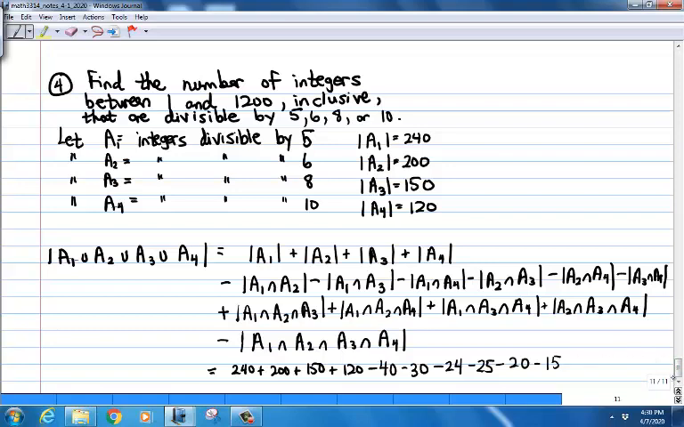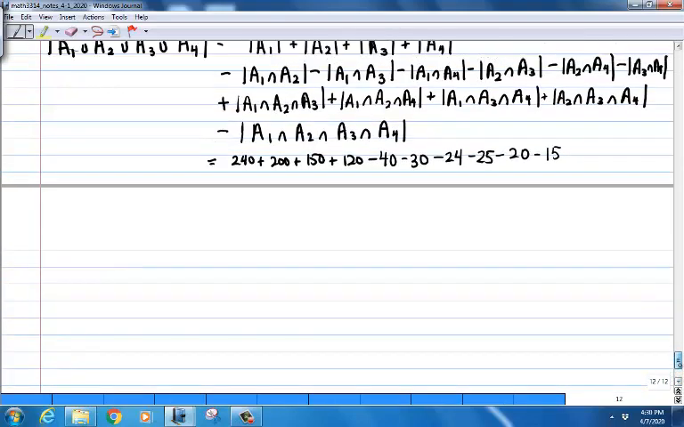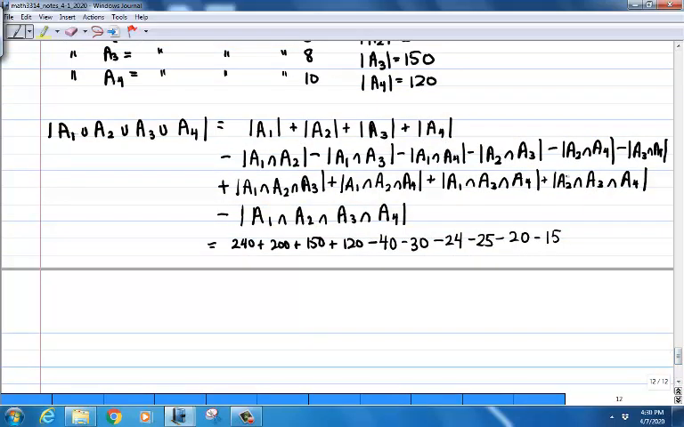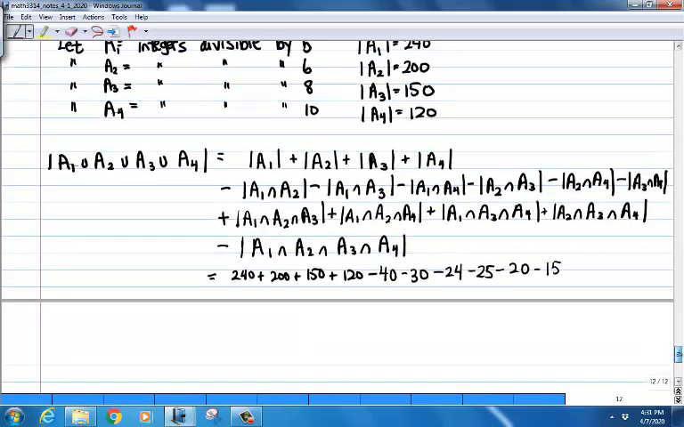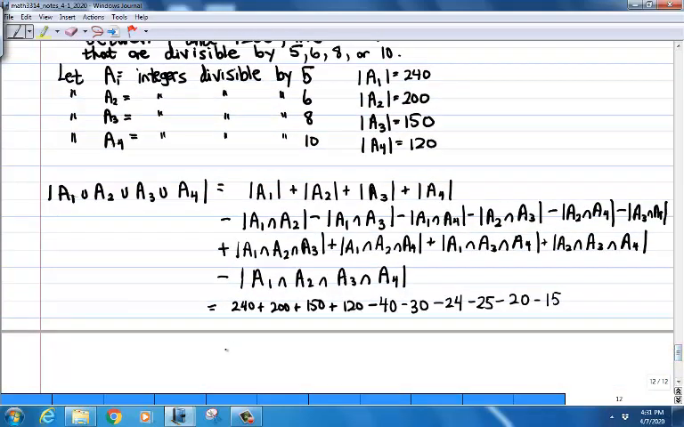Now let's add back in what we need to add back in, which are the intersections of triples of the sets. So let's see, the intersection of A1, A2, A3. That would be numbers divisible by 5 and 6 and 8, so that's numbers divisible by 240, and I think we discovered before that was 5.